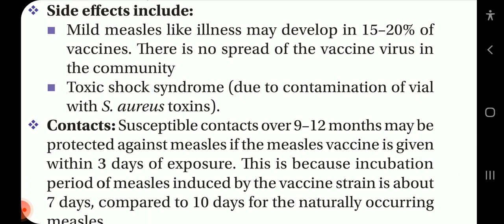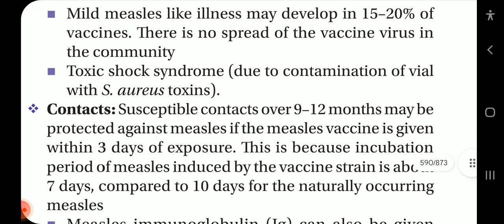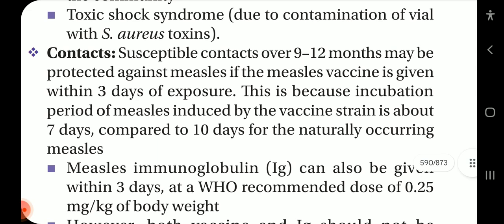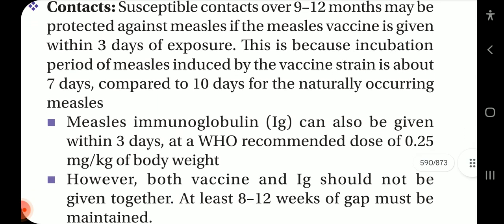Side effects include mild measles-like illness, which may develop in 15 to 20% of the vaccinated. There is no spread of vaccine virus in the community. Toxic shock syndrome may occur due to contamination of vial with Staph aureus toxins.